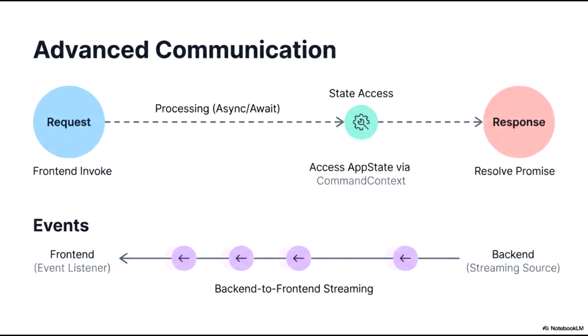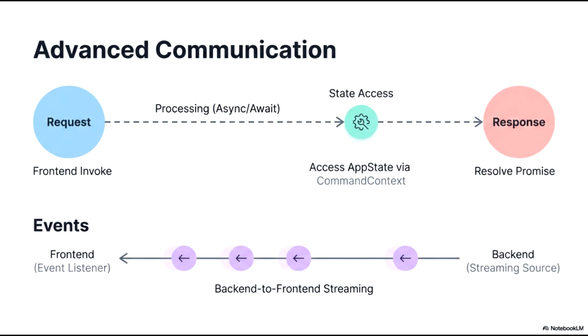Advanced communication within this architecture is divided into two primary patterns: request-response and events. Starting with the top diagram, we see the request flow initiated by a front-end invoke. This triggers an asynchronous process on the backend, which can seamlessly access the application state via the command context. Once the backend completes its logic, it returns a response that resolves the initial promise in the front-end.